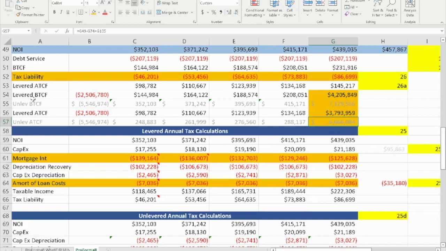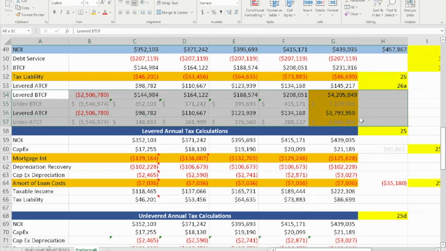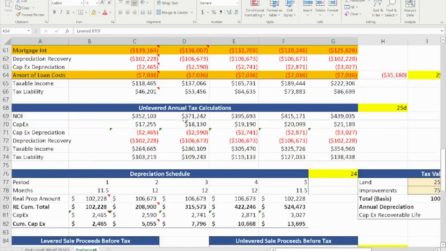So that is how you create this table here. This is going to be critical for you to get your return summary.